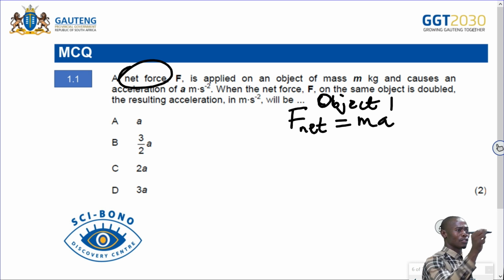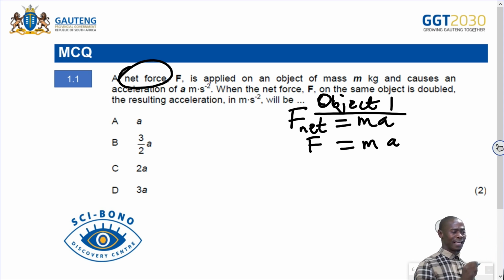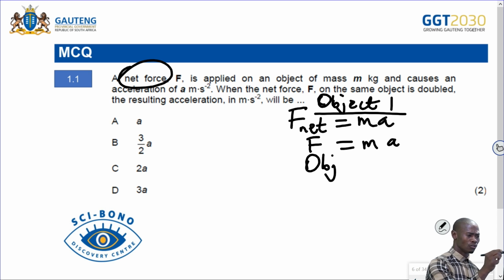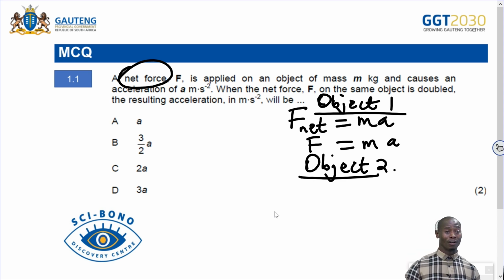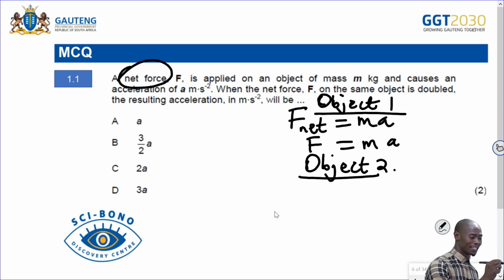Let's just say this is object 1. Remember, our F net is F, our mass is m, our acceleration is a. This is what is given. Then object 2, what is happening here? When the net force F on the same object, which means that if it's the same object, the mass is kept constant. So they want us to find the acceleration when now the net force is doubled.